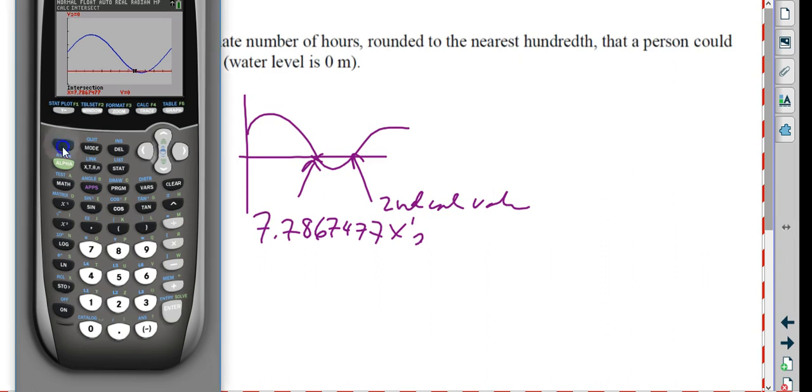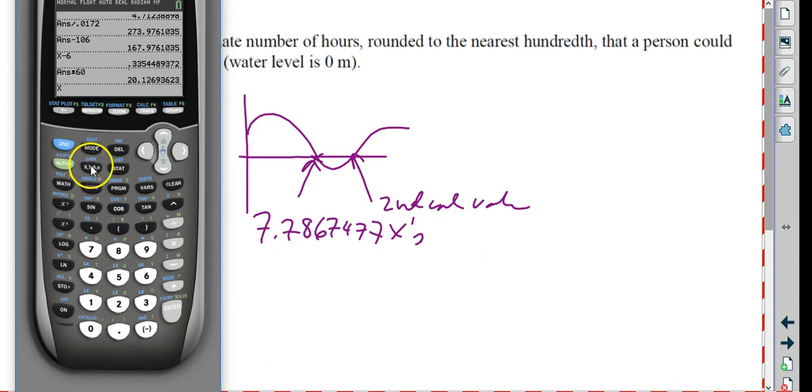Here's what I'm going to do with that. Second quit. I'm going to take x and store it in A, just alpha A, the store. So take x, store it into A. That saves the x value with all its decimals on it, so now I'm not worried about when I round.